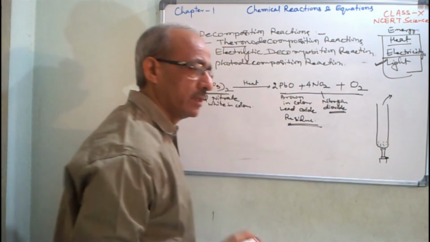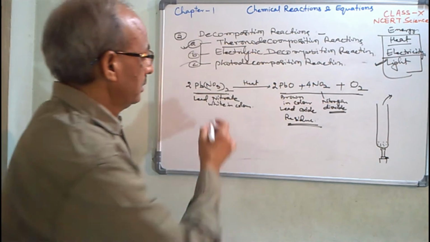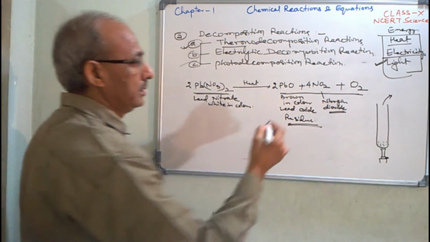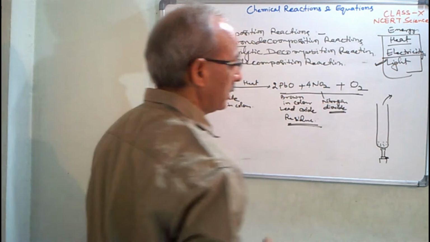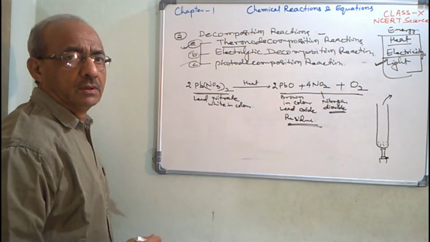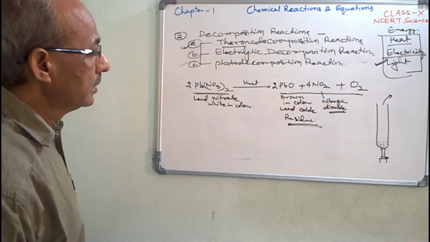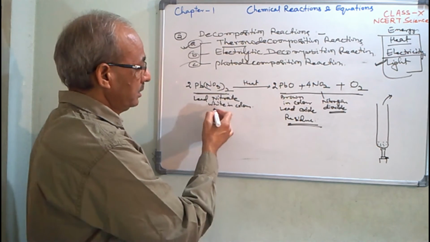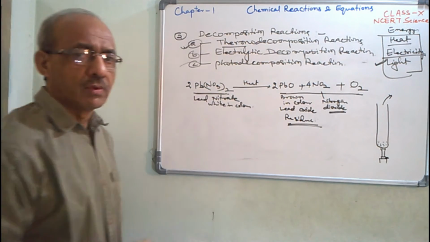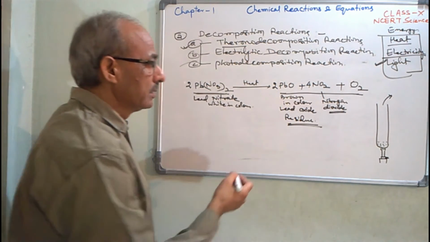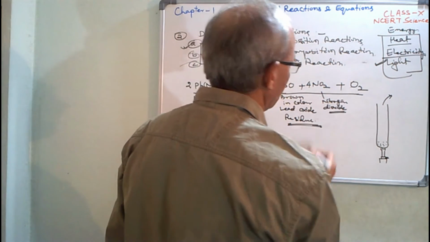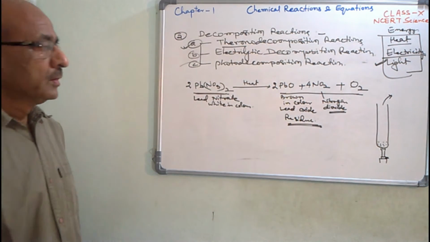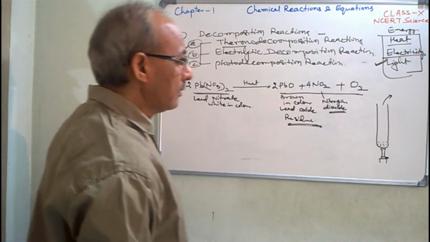During this chemical reaction, when the lead nitrate is heated, the brown fume of nitrogen dioxide is produced. And color is changed here at the end of the chemical reaction. The lead nitrate is white in color, but at the end of the chemical reaction, here we are getting the brown residue of lead oxide.